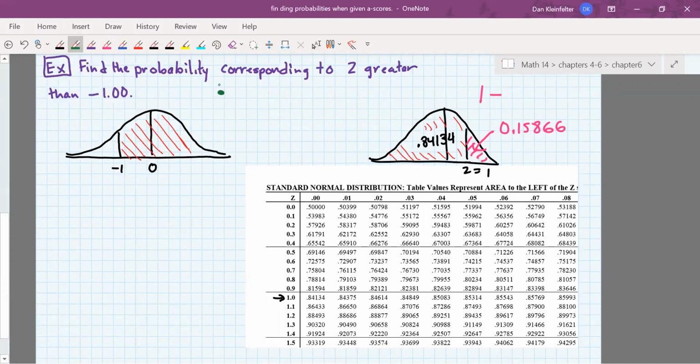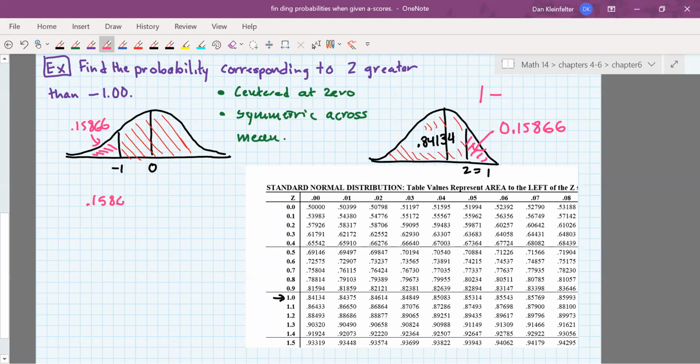The distribution, remember, is centered at 0, and it's symmetric across that mean. So if 0.15866 is to the right of positive 1, then that same amount, 0.15866, will be to the left of negative 1. So our final answer here is 0.15866.